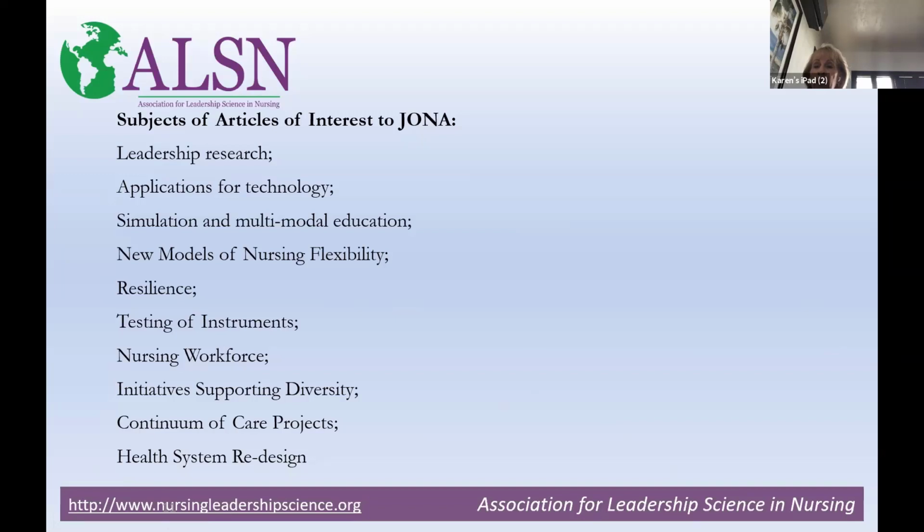Applications for technology, I feel like that we are on the beginning of really adopting and using technology to help nurses. Oftentimes in the past, sometimes I think the burden of technology has outweighed some of the benefits from a practice perspective. And so I would like to see more articles where technology helps either safety, nurse staffing, productivity, nurse satisfaction, engagement.